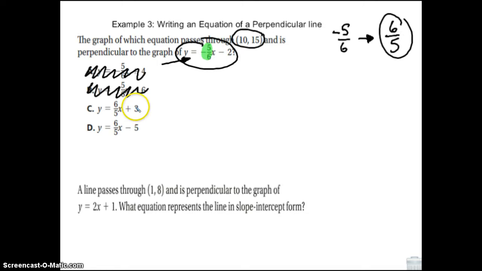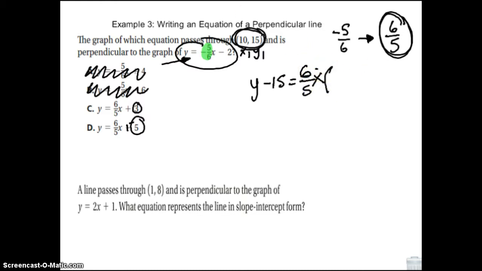Now we just need to know which one has the correct b, which is either a 3 or a negative 5. And the way that we do that is we have our new slope and we have our point, so we have to do our point slope form. So we're going to do this, here's x1 and here's y1, so we're going to do y minus 15 equals 6 over 5, parentheses, x minus 10. My m is 6 over 5.